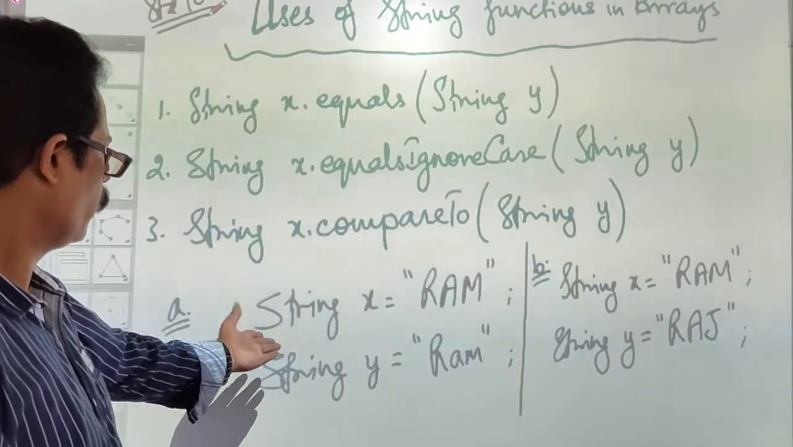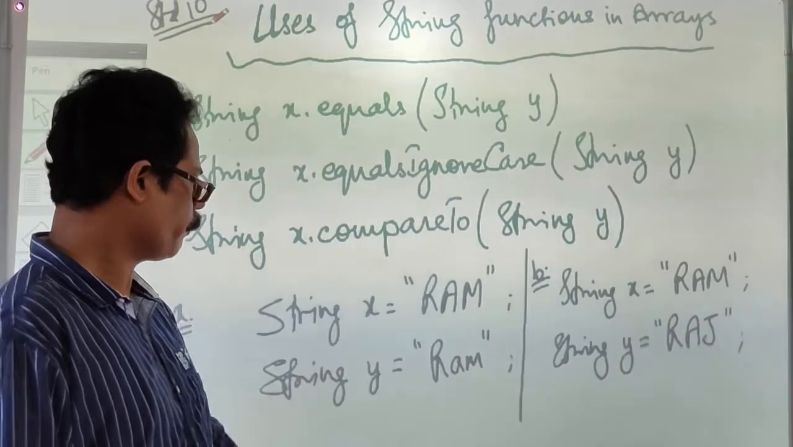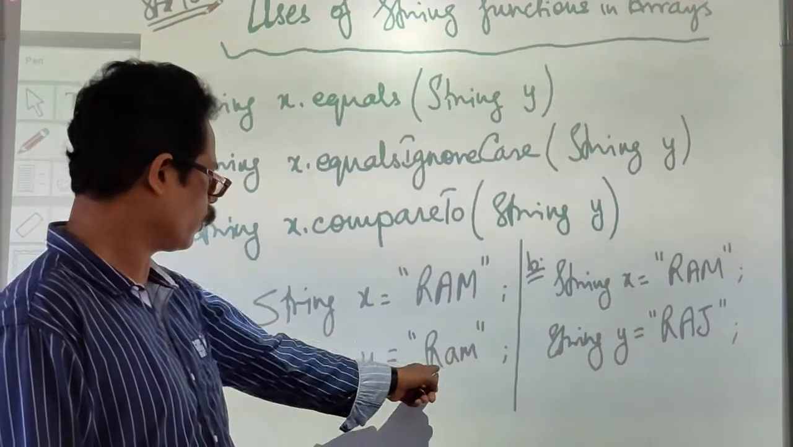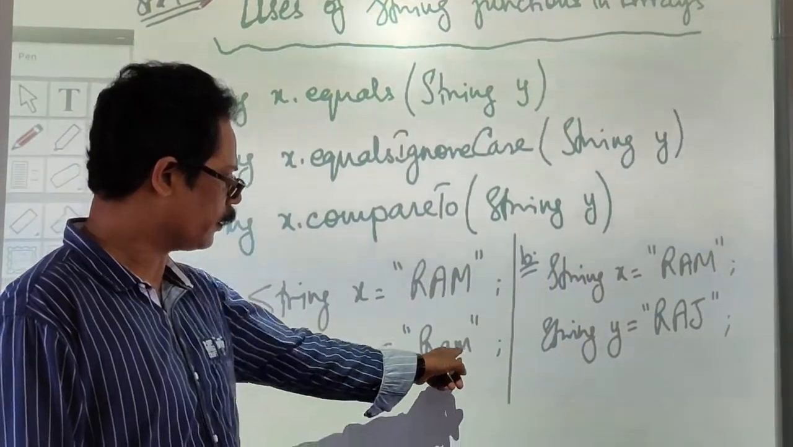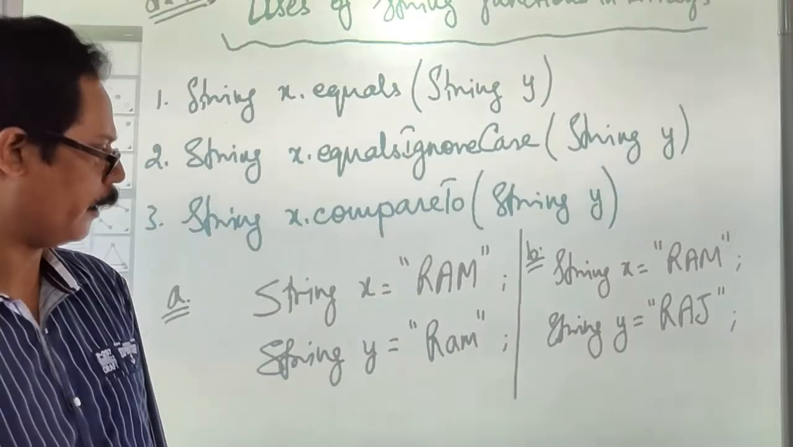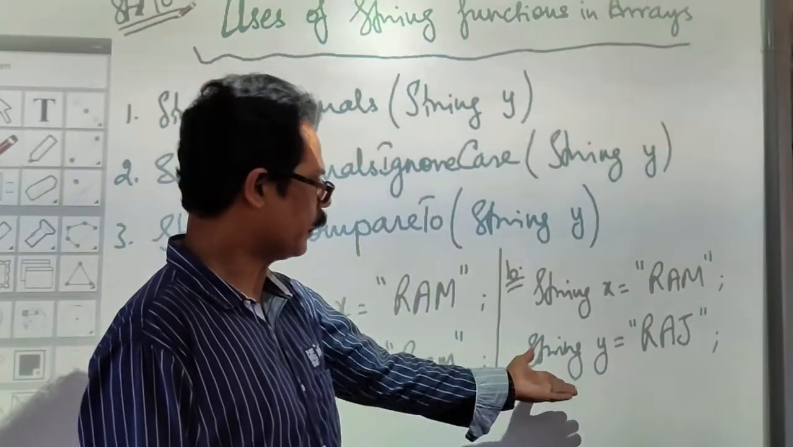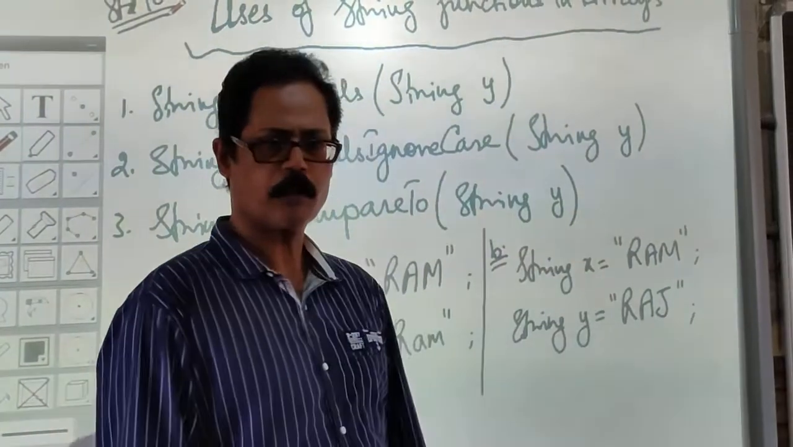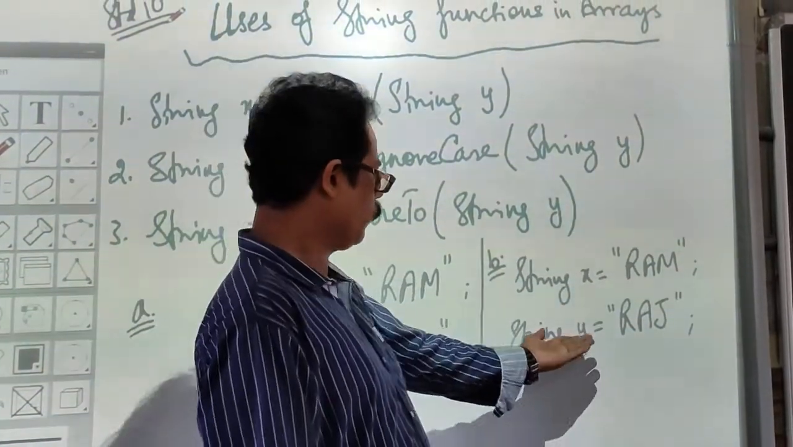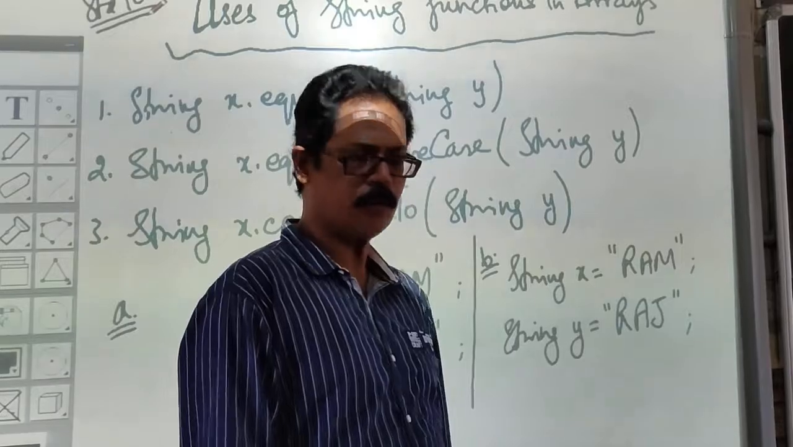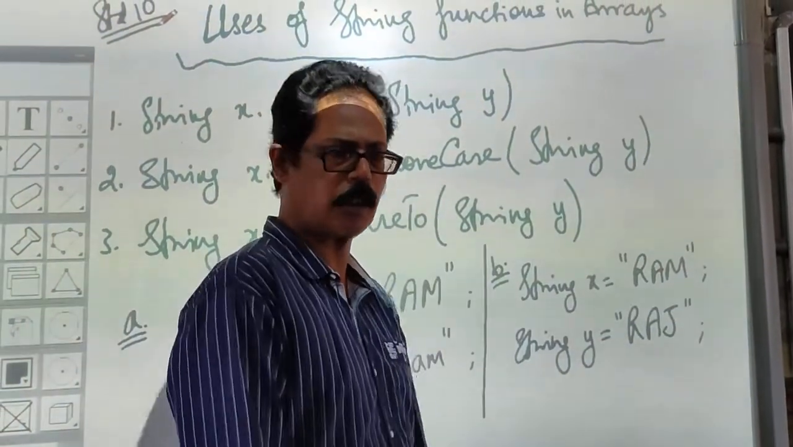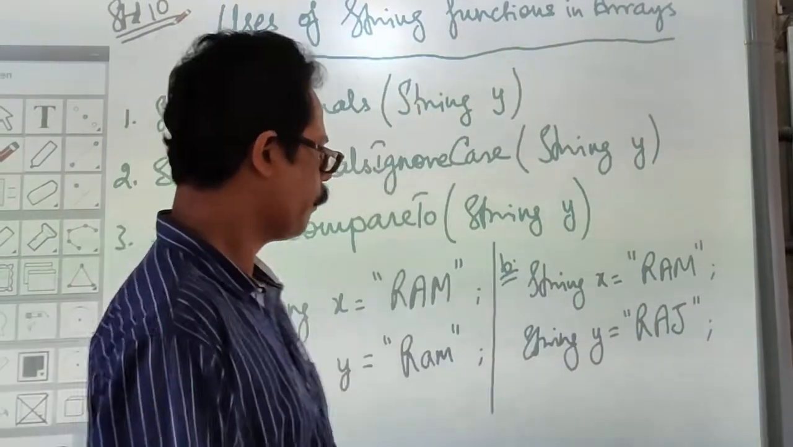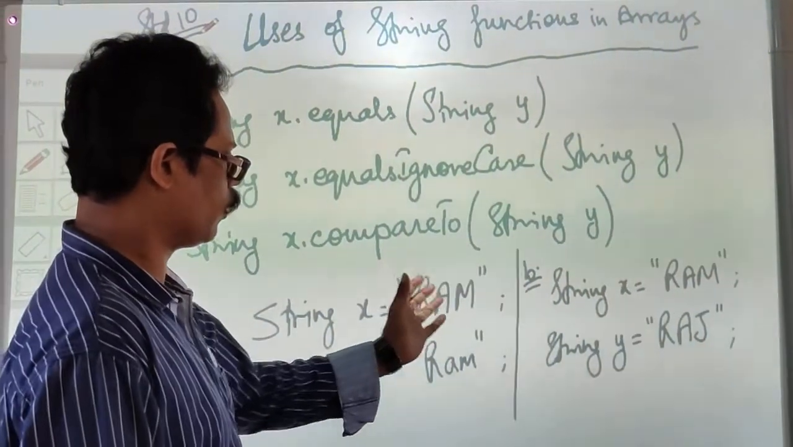The first one is String x equals RAM in uppercase letters, String y equals Ram, where R is capital while the others are small. Then we have the second example: String x equals RAM, all capital letters, String y equals RAJ, all capital letters. There is no space in between, either at the beginning or at the end. So let us understand these questions.